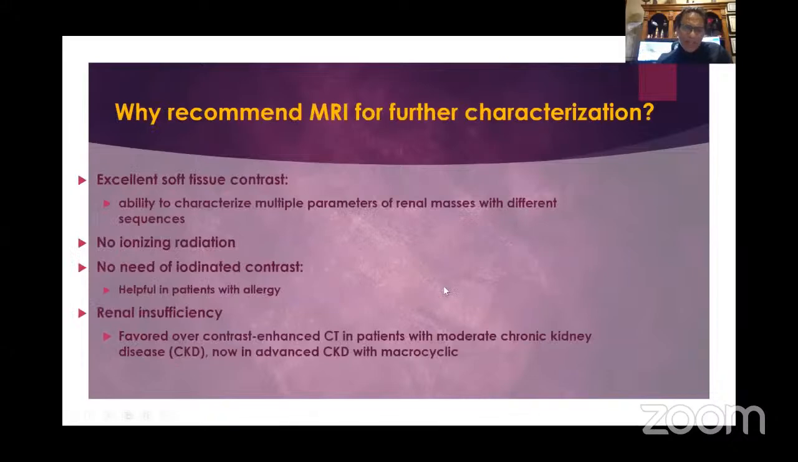So that's where MR comes in. MR has got excellent soft tissue contrast, due to which we can use multiple sequences and parameters to characterize the renal lesions. We do not need iodinated contrast, so some of the patients who have allergies can still be scanned with this. In cases of renal insufficiency, now with newer macrocyclic agents, we can give IV contrast even in end-stage renal failures.